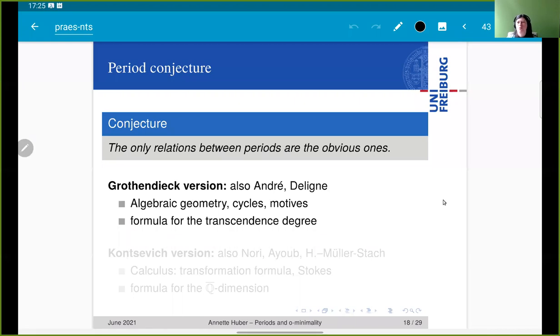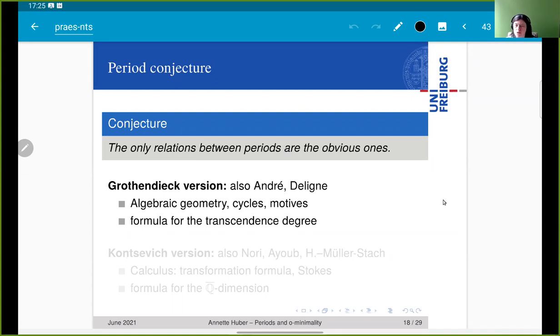The first formulation of this conjecture is due to Grothendieck, but he didn't really publish it. There was a hint in this de Rham cohomology paper, but then the one who formulated it for us was Yves André, and you also find it in the work of Deligne. So this version of the conjecture is based on algebraic geometry and relations that come from algebraic cycles, and more generally motives.